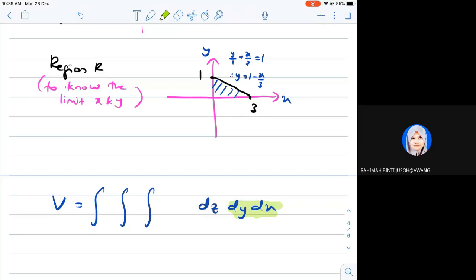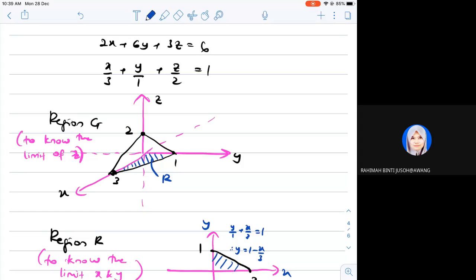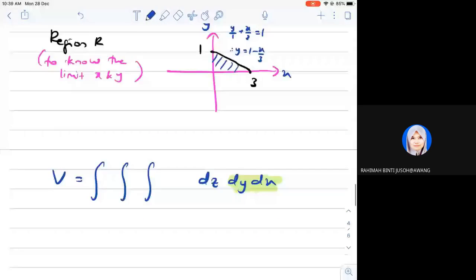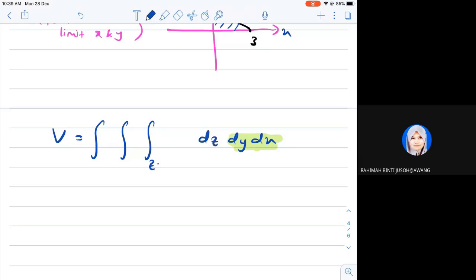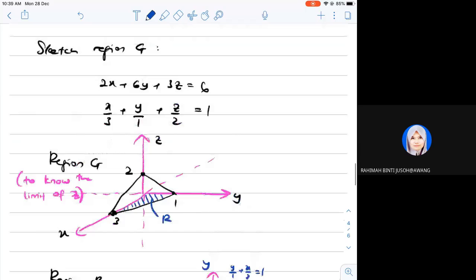Okay, so now we will have the limit of z. The limit of z will refer to the region G. We know that this region G starts from the xy plane, from the base, so of course z equals 0, until the roof of this region, this triangle, the plane. So that triangle starts from here.